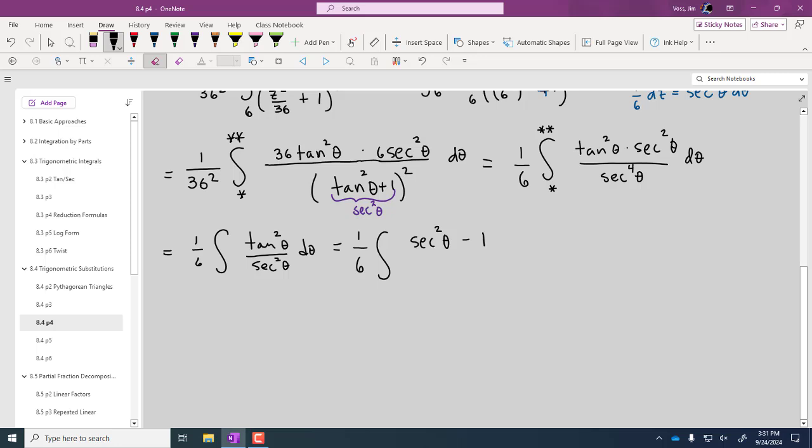Thank you, Harrison. Shouldn't we be leaving placeholders for our bounds? Yeah, we should have placeholders. Thank you.